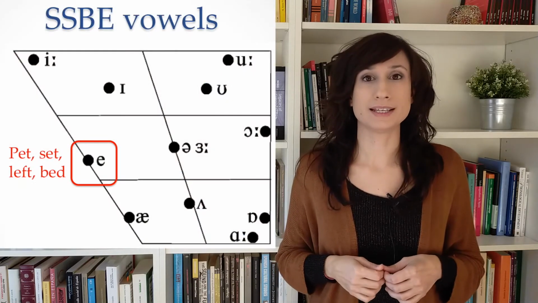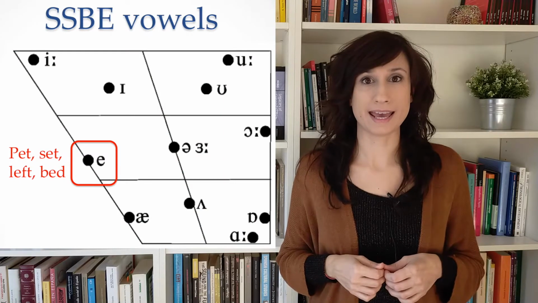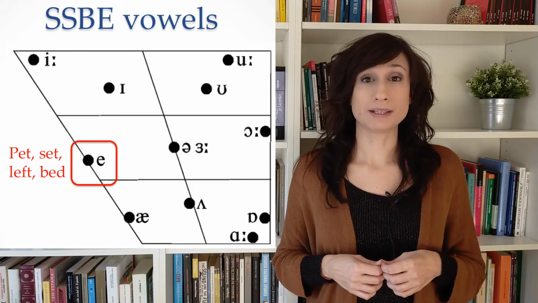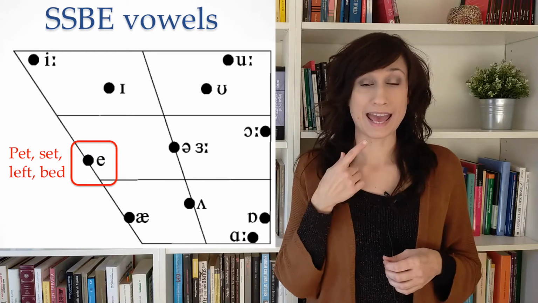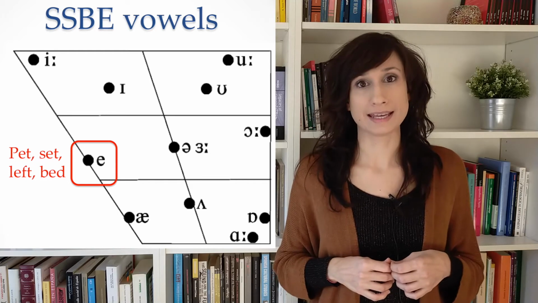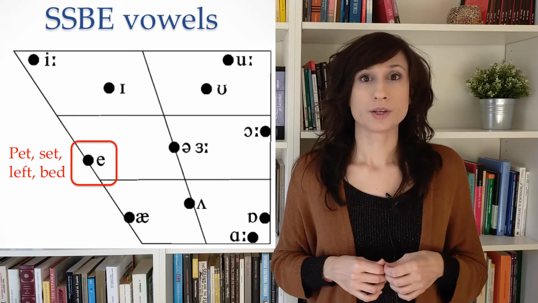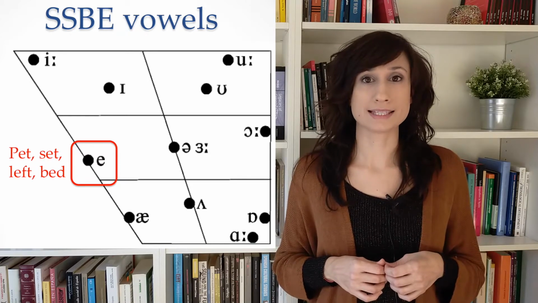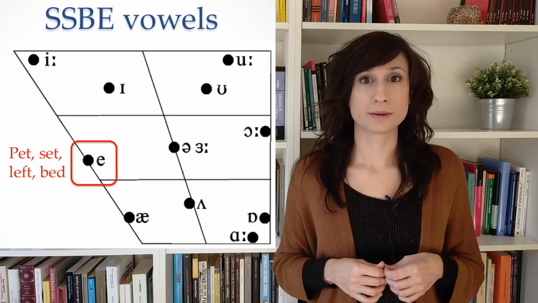Vowel number 3 is E. It's more open than Spanish E. And it's actually very similar to Catalan open E as in nen. So practice this with words such as pet, set, left, bed.